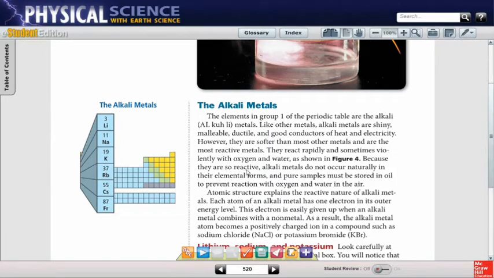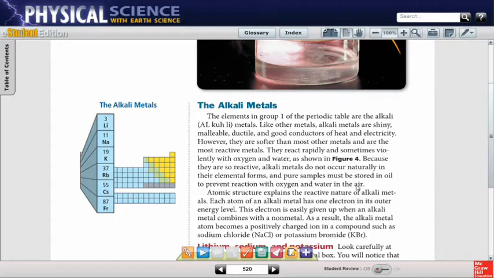Because they are so reactive, alkali metals do not occur naturally in their elemental form, and pure samples must be stored in oil to prevent reactions with oxygen and water in the air. So you can't even have this stuff in the air because the air sometimes has moisture in it. Boy, oh boy, I hate to have this in my pocket on a foggy day.